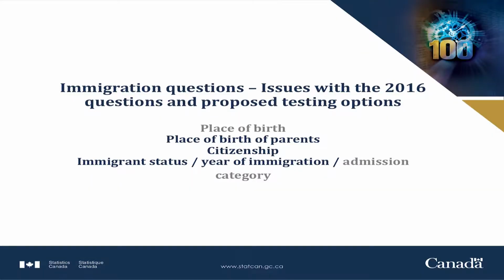So where do we go from here? Well, I'll talk about the immigration questions first. There's a couple that are grayed out because even though they are immigration or place of birth questions, I'm not going to talk about them because they're really not going to have very substantive changes from 2016. But we'll talk about place of birth of parents, citizenship, immigrant status, and year of immigration as the key ones. So first off, I hope people can actually see that all right.